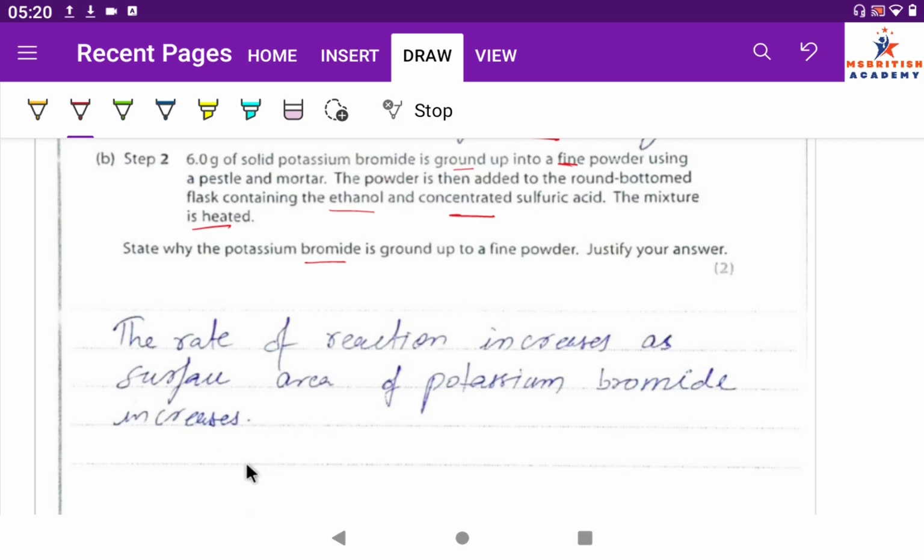Because if we increase the surface area of anything, it can react faster, so the reaction will be fast. So to increase the rate of reaction, we use potassium bromide in fine powder so that the reaction becomes faster.